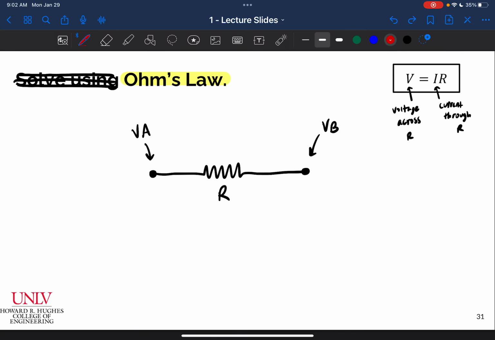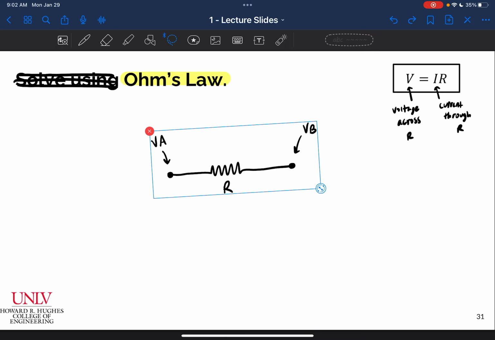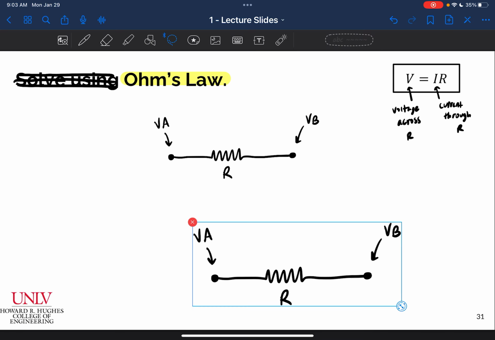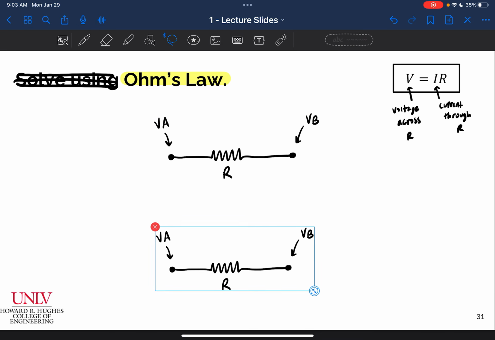But what it depends on is whether VA or VB is the larger of the two. So I think a good idea is for me to shrink this a little bit, and then we can get two of these on the screen. Let's get another one. I don't know why that didn't paste in the right size, but okay.